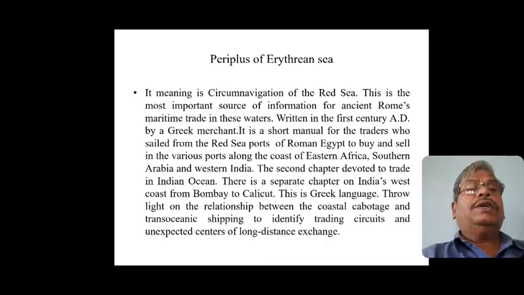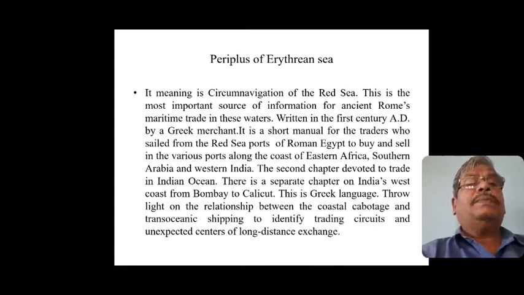The next important book is Periplus of the Erythraean Sea. Even today, the author is not known to us because nowhere is the author mentioned. Periplus of the Erythraean Sea means circumnavigation of the Red Sea. It means traveling in the Red Sea. This is the most important source of information for ancient Rome's maritime trade in these waters. It was written in the 1st century AD by a Greek merchant.